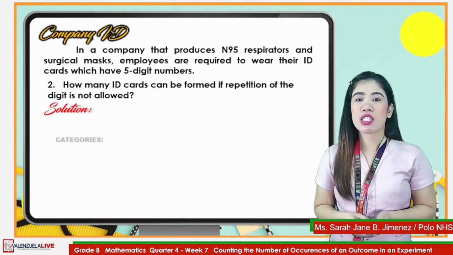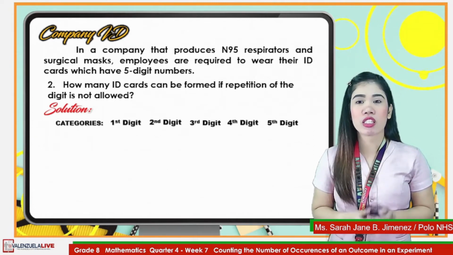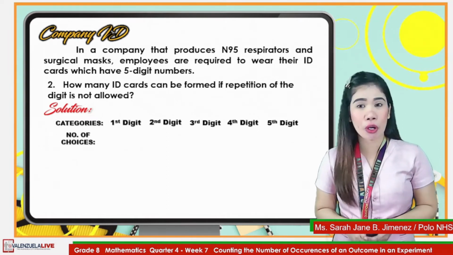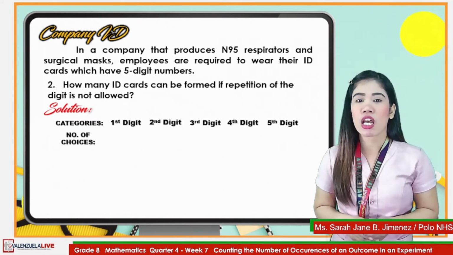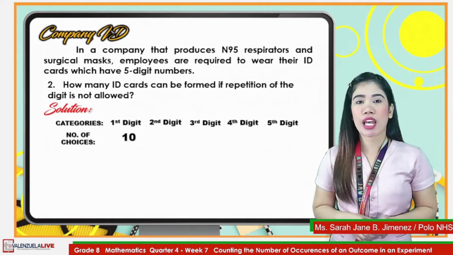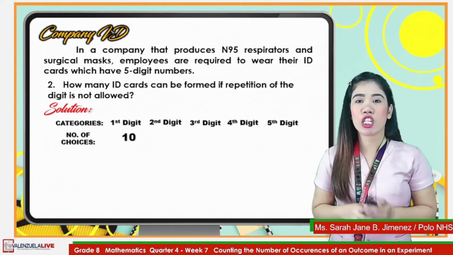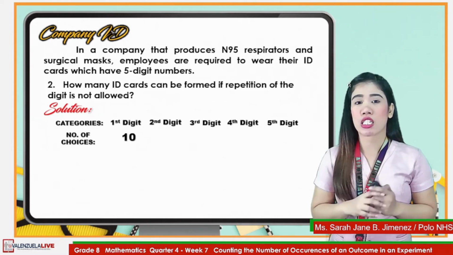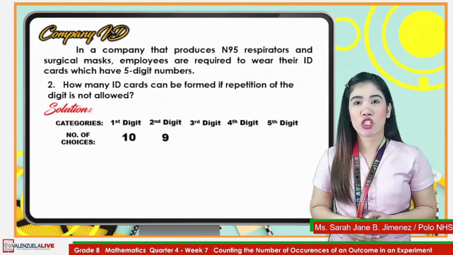For question number 2, how many ID cards can be formed if repetition of the digit is not allowed? We still have the same 5 categories, digits 1 to 5. The first digit of the number to be formed can be any of the 10 digits, hence 10 choices. The second digit can be any of the 10 digits except the digit used in position 1 since no repetition of the digits is allowed, hence 9 choices.